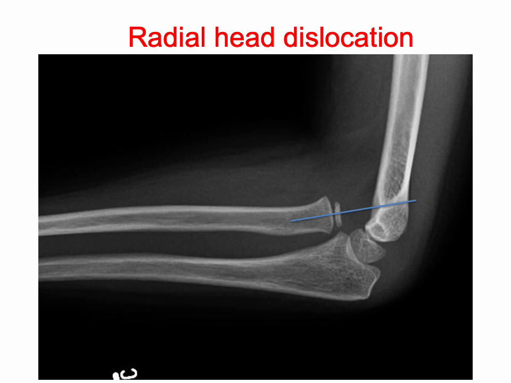And then radial head dislocations. So looking at the radiocapitellar line, we can see here it's grossly abnormal, where we draw a line down the radial neck and it does not even get close to intersecting the capitellum. So we're thinking a radial head dislocation here.